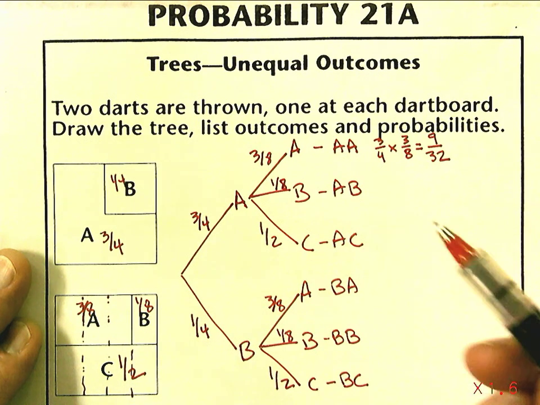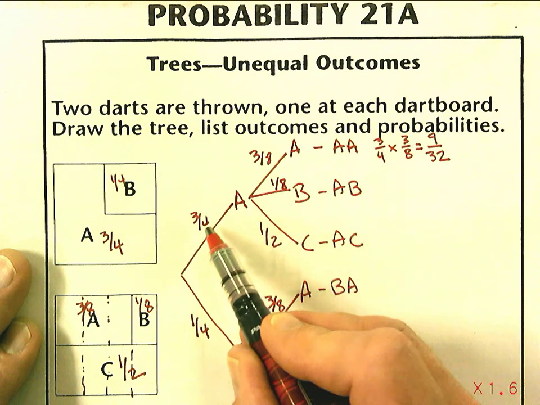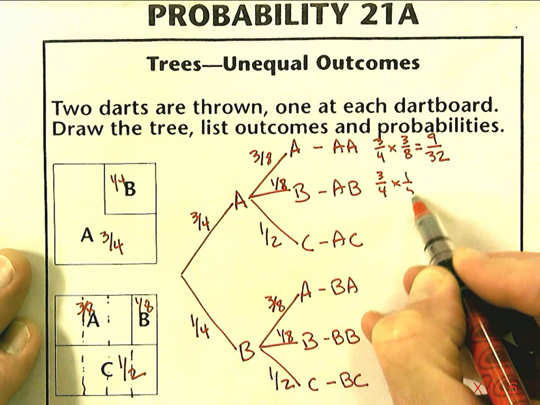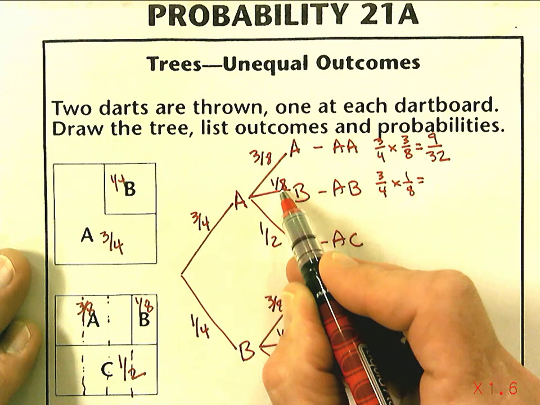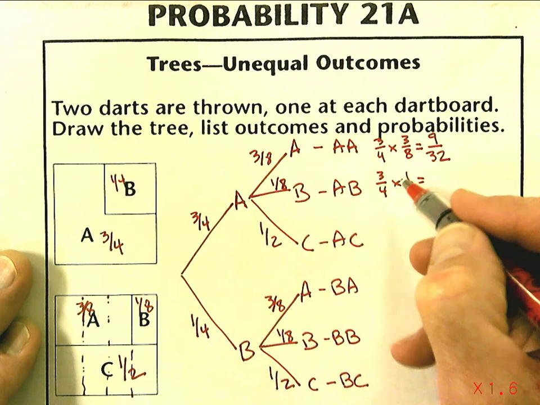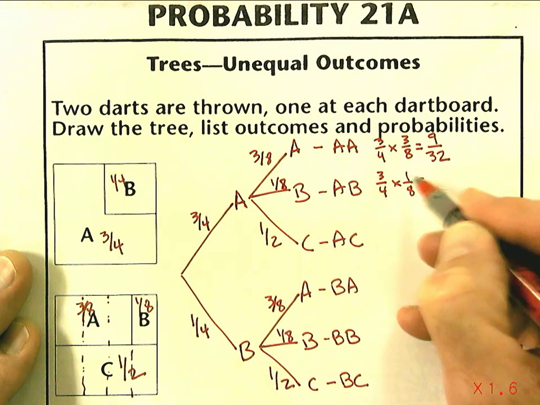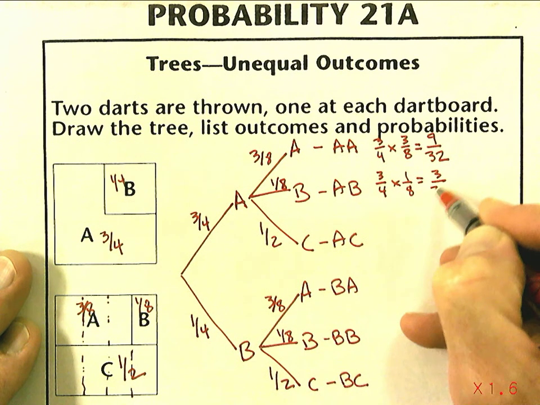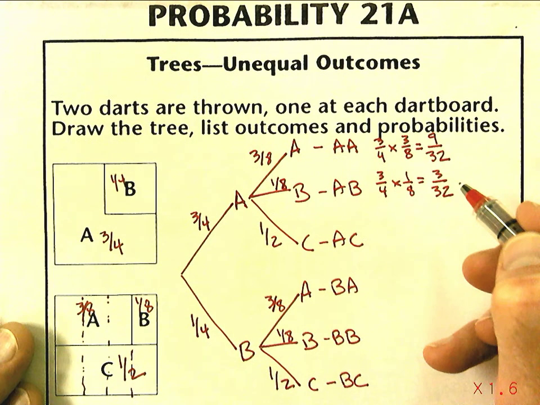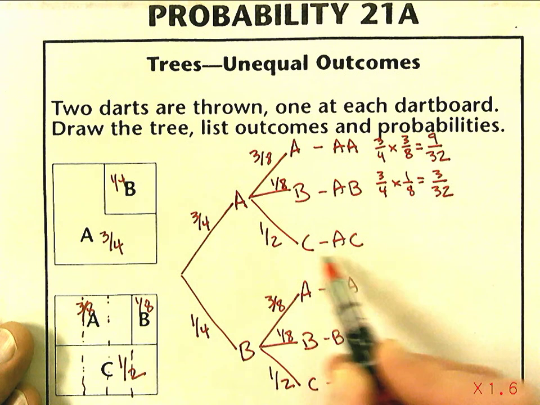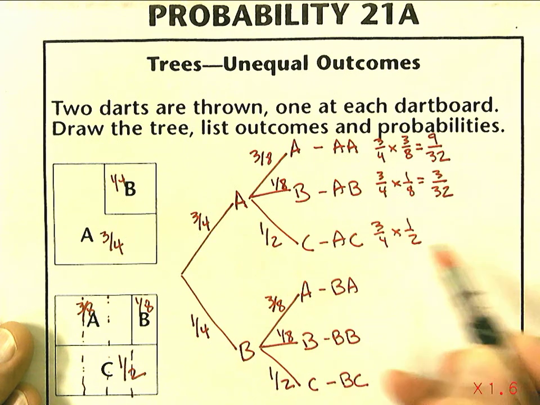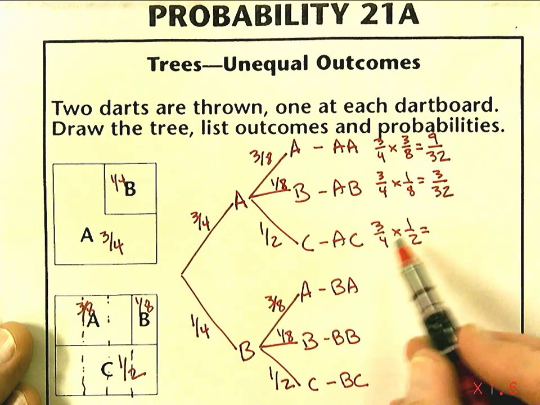If we look at the next one, A then B, we have 3/4 and 1/8. So we're going to multiply the 3/4 times 1/8. Take each fractional part and multiply them together because we have multiple probabilities, and it actually multiplies the probabilities together. 3/4 times 1/8 is 3/32. 8 times 4 is 32. 3 times 1 is 3. And then if we look at AC, this branch, we have 3/4 times 1/2, which is 3/8.